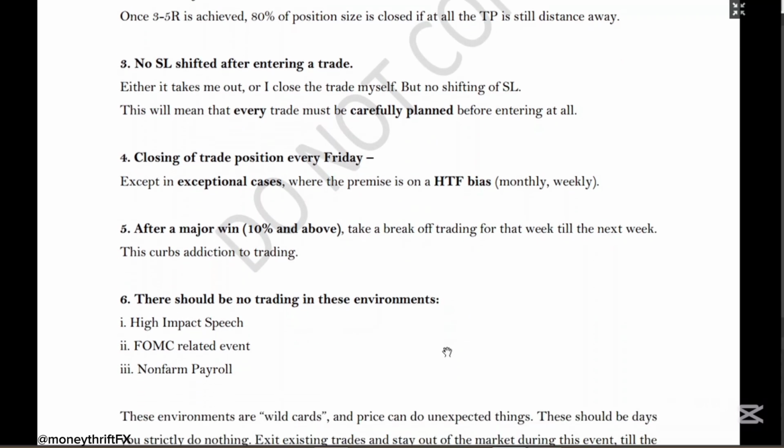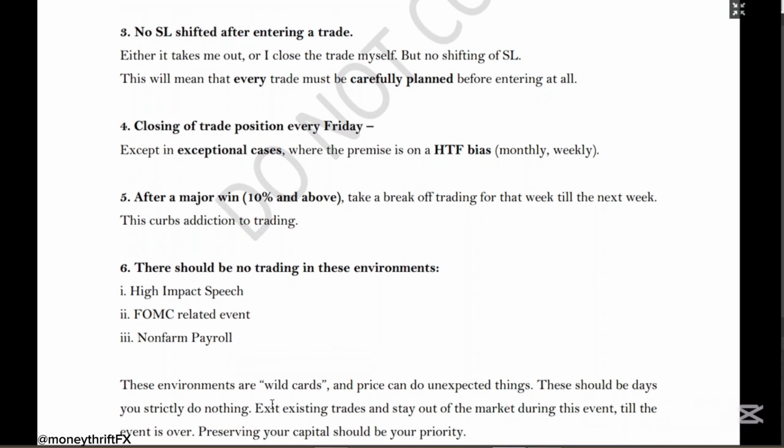Okay, you should not trade in these environments: high impact speeches, FOMC related events, and non-farm payroll. These environments are wild cards and price can do unexpected things.